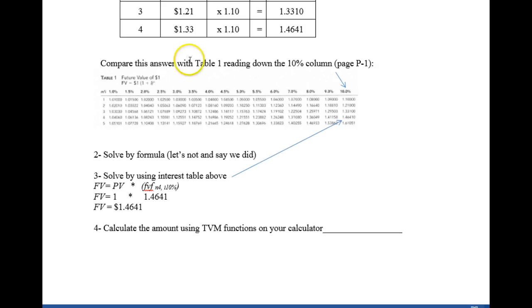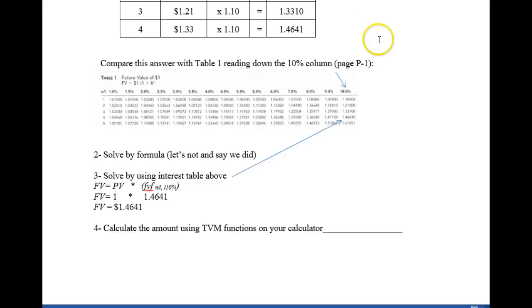You could also compare this with the chart on Table 1. Table 1 tells you how much $1 would grow to be after 4 years if invested at 10%, and the table says 1.4644 if you look at the arrow. So the second one would be to look at the table.